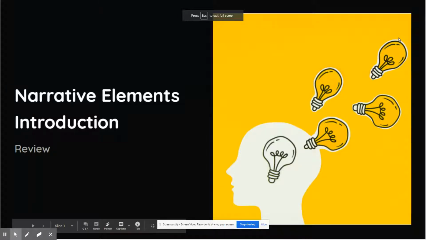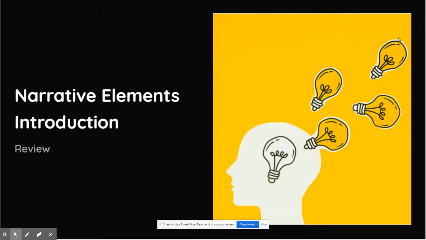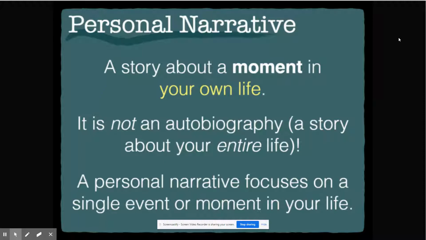All right, class. So today for our assignment, we're going to be reviewing narrative elements for our introduction in our lesson. So a personal narrative is a story about a moment in your own life. You are the author. You're the main actor in your own life. So when authors such as Amy Tan explain a moment in her life, they're really focusing on that one event. That one event is the main focus. Again, a personal narrative focuses on a single event or a moment in your own life.